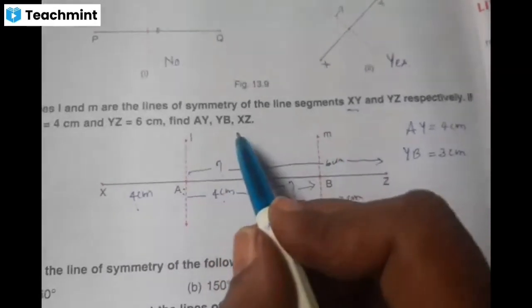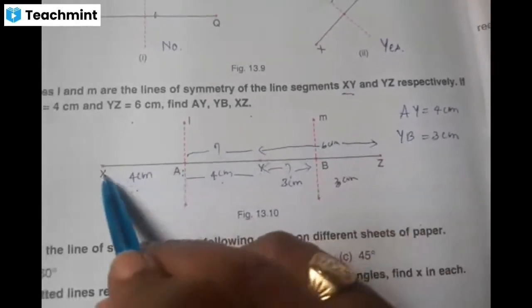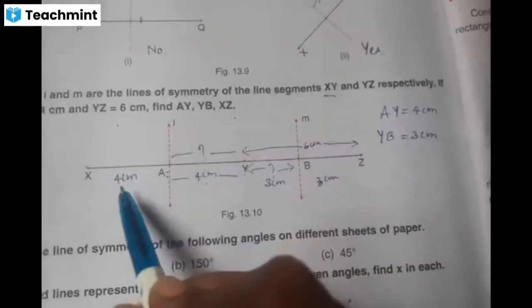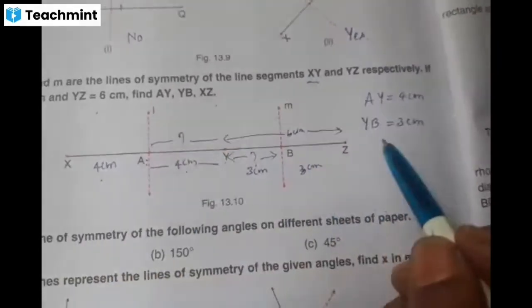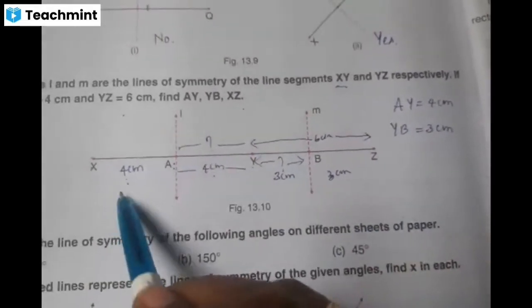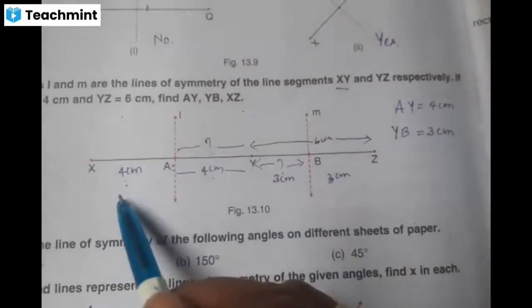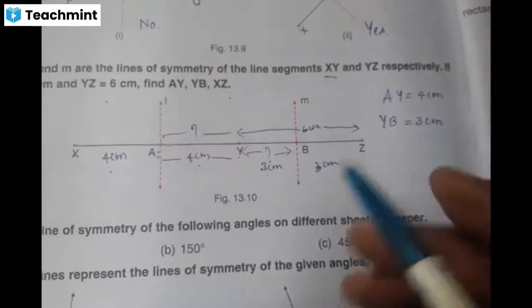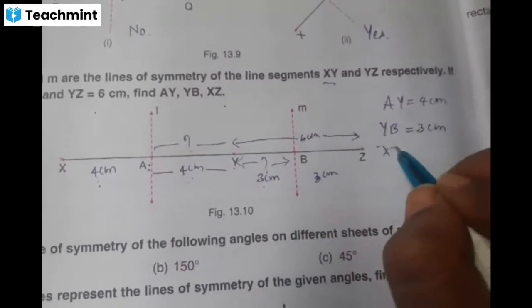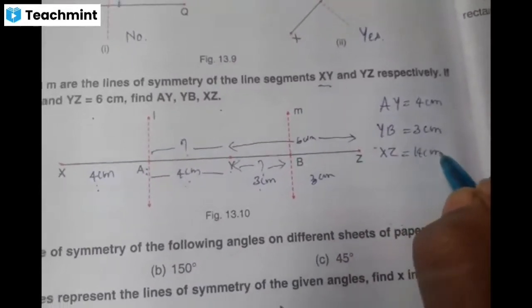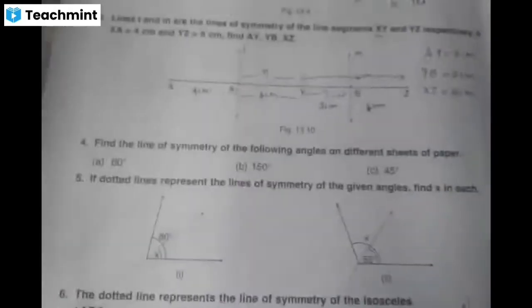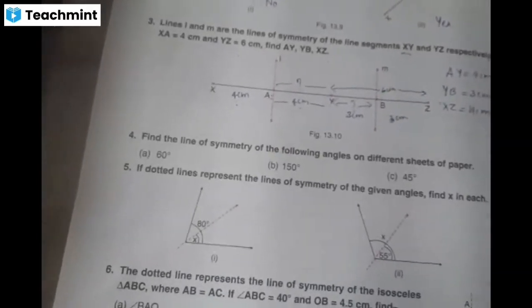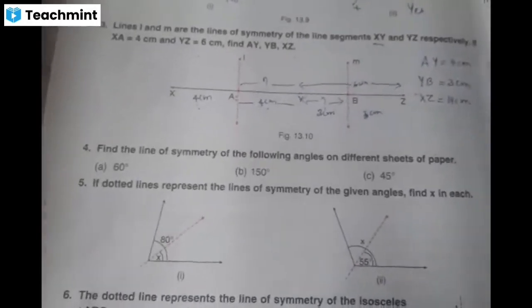Now, lastly, we have to find XZ, from here to here. Let us find the line segment XZ by adding all the parts here. 4 plus 4, 8, 8 plus 3, 11, 11 plus 3 is 14. So XZ is 14 centimeter. You can do this in your CW, children. I'm going to send the CW pic in the group, children.